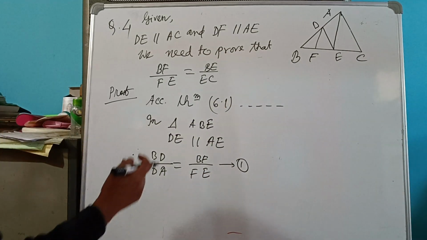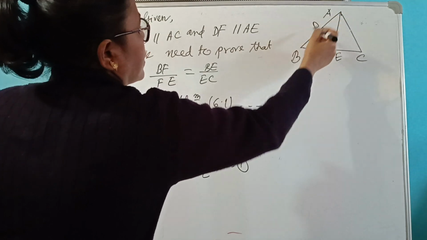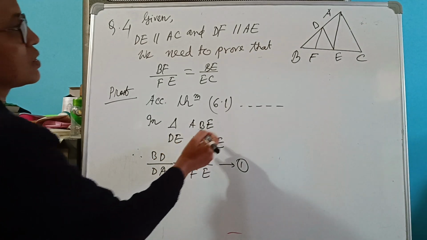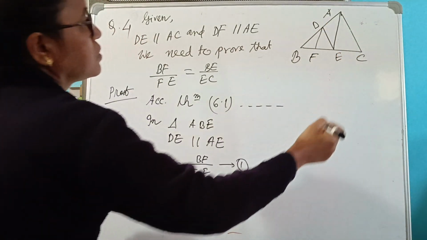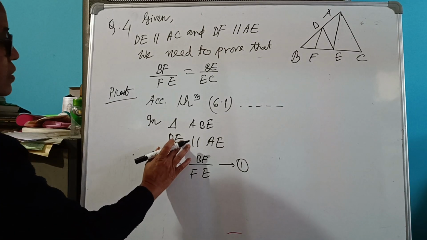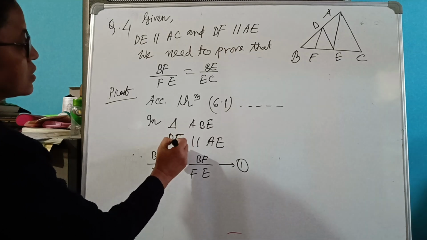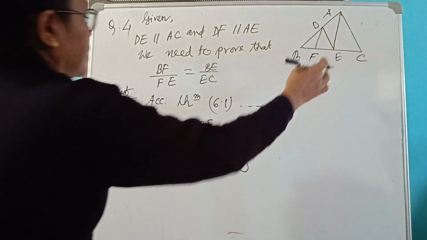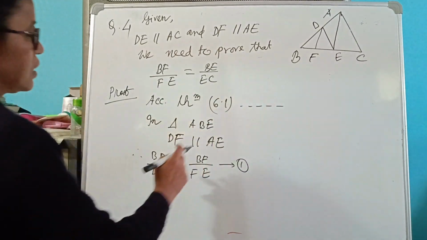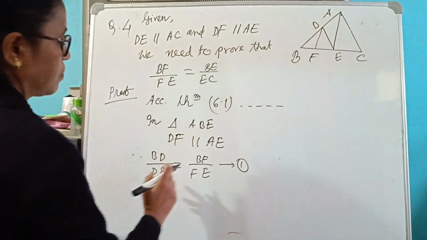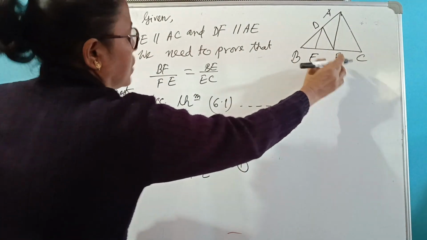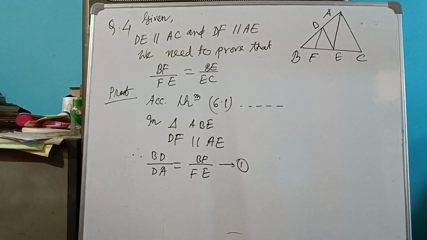Okay. Then see in the triangle ABE. It is a triangle, ABE. And what is the condition given? DF parallel to AE. Okay. Then what do we find according to theorem 6.1? BD by DA is equal to BF by FE. This is number 1. You understand this clearly?